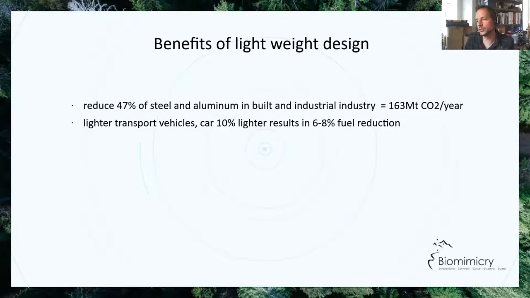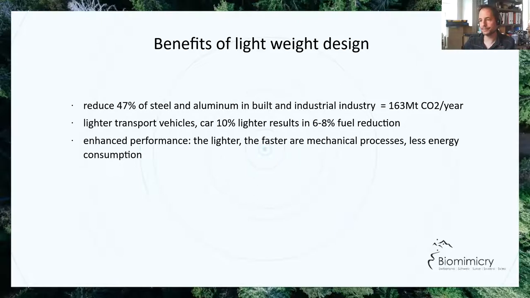So for cars, for example, if a car is 10% lighter, that results in 6 to 8% in fuel reduction. So if you move in transportation, the things you transport and also the vehicle, if that is lighter, you save energy. So that's also a big issue nowadays. And also, if you are lighter, you can accelerate much faster with less energy and enhance performance.